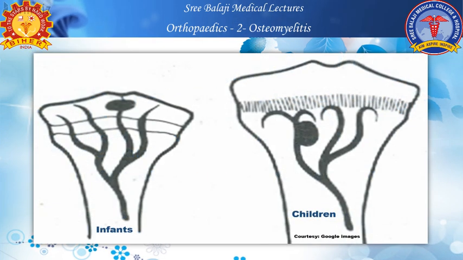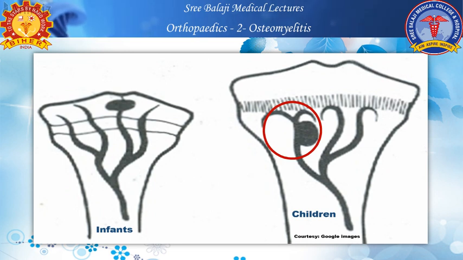So this is a picture showing the peculiar arrangement of the blood supply in the metaphyseal region. So there will be a hairpin-like arrangement in the metaphysis, and because of this stagnation in the blood flow, the organism gains entry into the metaphyseal region.